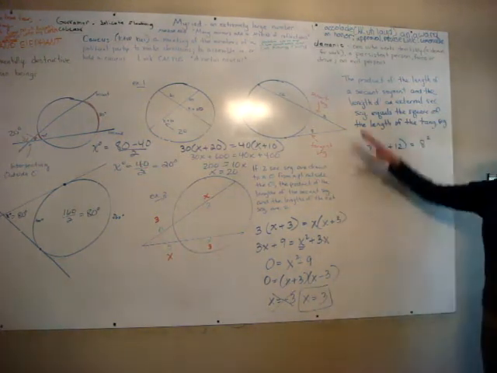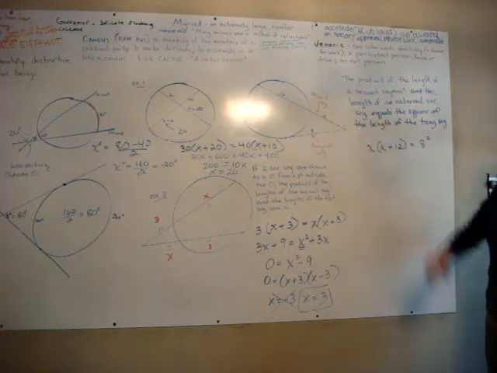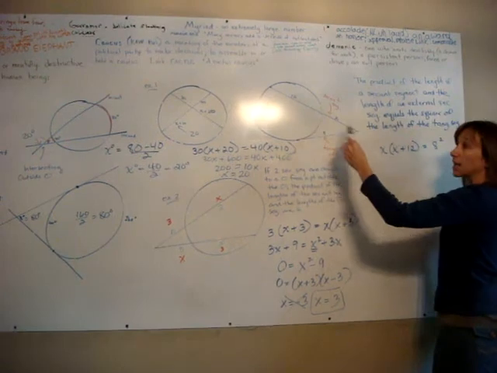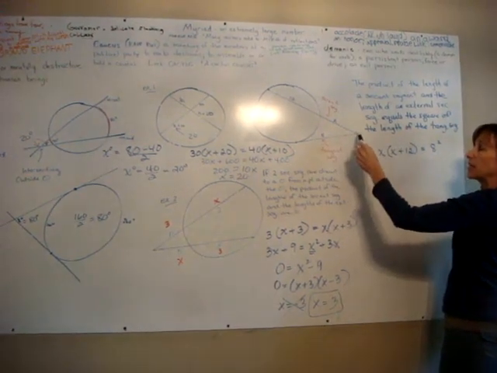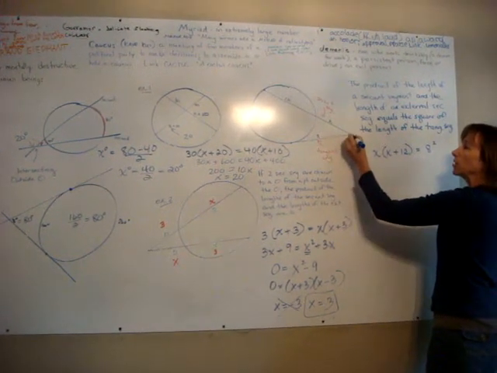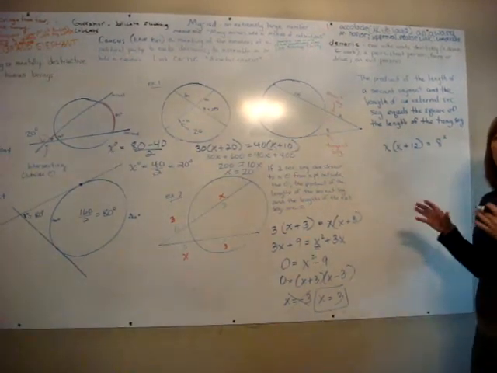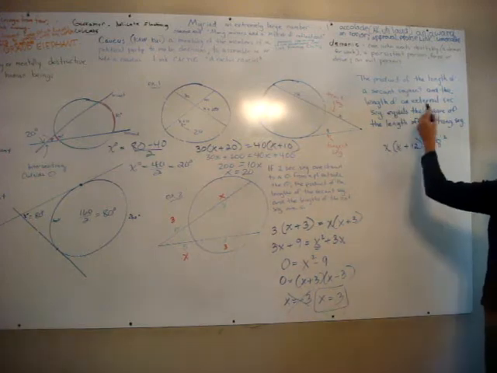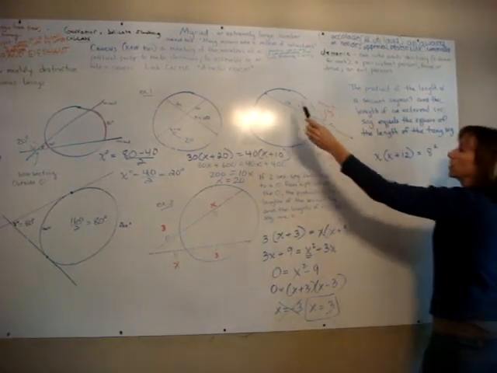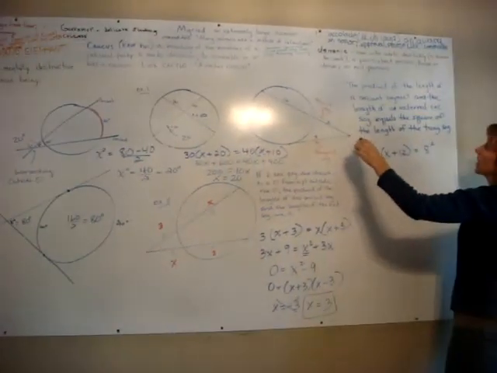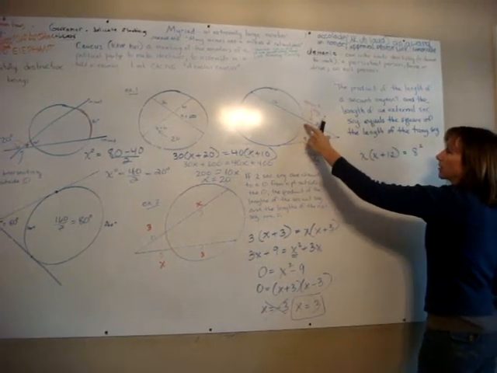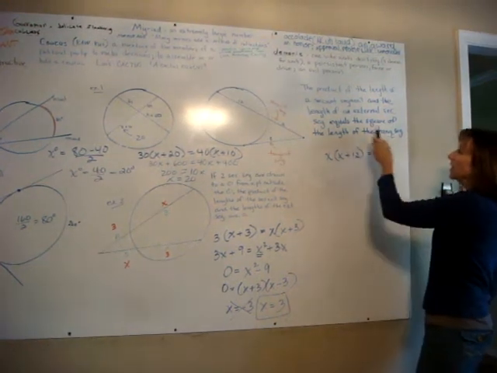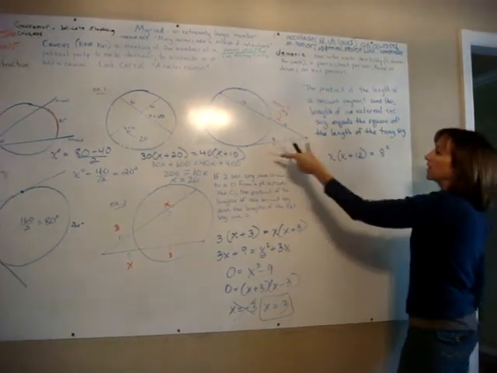All right, last problem up here. This one is a secant segment and a tangent segment that meet outside of the circle. This one's really different. The hard thing is remembering all of these when you go to do your problem set. The product of the length of a secant segment, so here's the secant segment, and the length of the external segment, so it's the secant segment times the external segment, equals the square of the length of the tangent segment.